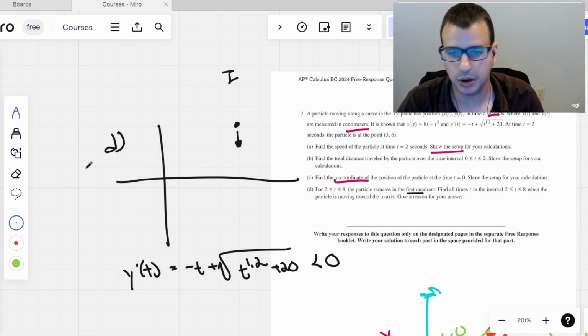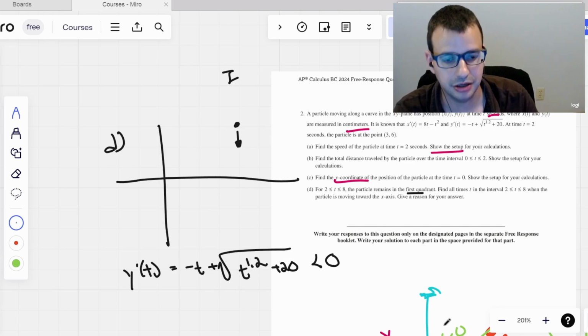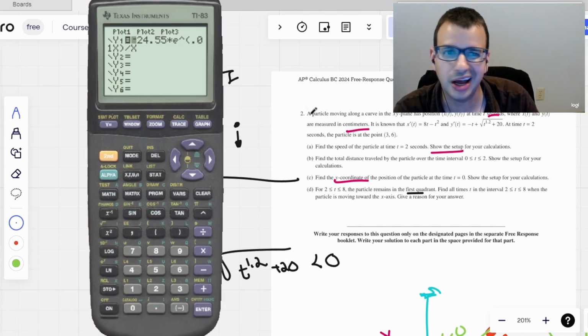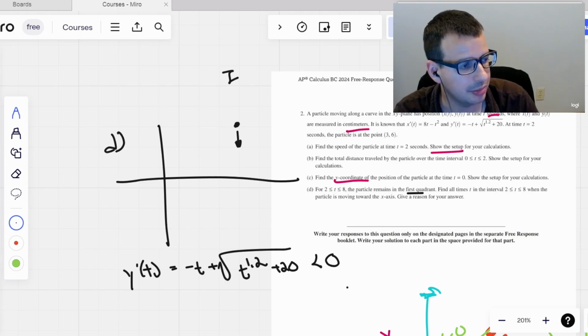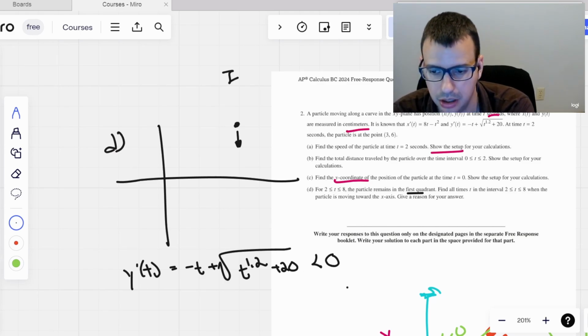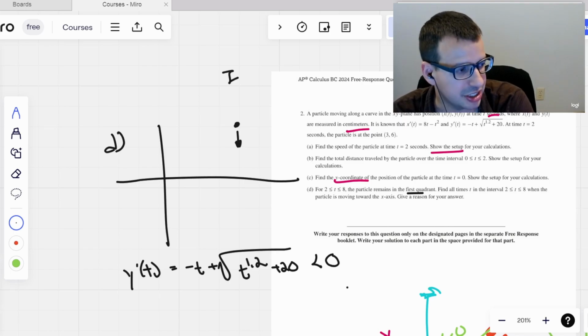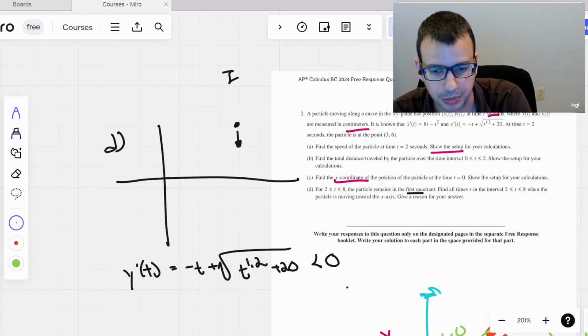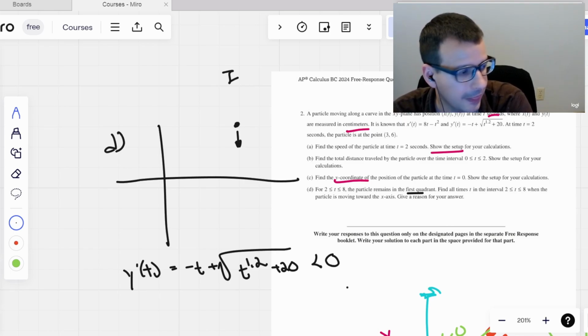Okay, and the way we're going to do that, we're just going to graph it in the calculator. Again, plug in your y. I'm not going to do that because I have Wolfram, which is wonderful, and I'm not going to feel restricted to what I would actually be using if I was taking the test. So square root of t to the 1.2 plus 20, and I'll say less than 0.